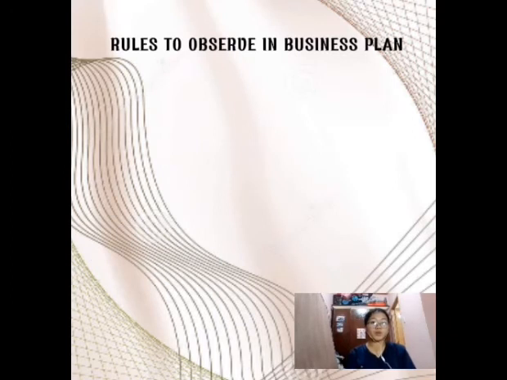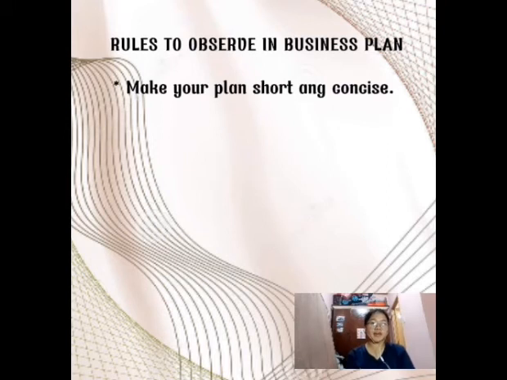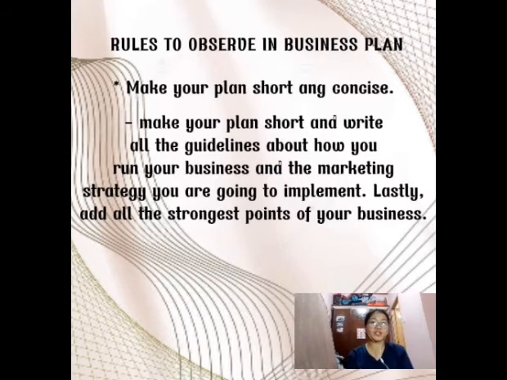So there are some rules to observe in a business plan. First, make your plan short and concise. It is very vital to have your plan within 30 to 40 pages, because when you make it long, I think no one will love to read it. So you have to make your plan short, concise, and in the right formatting.